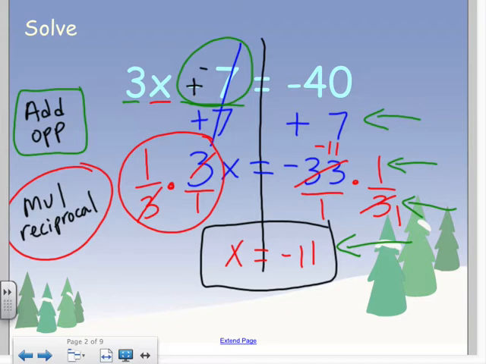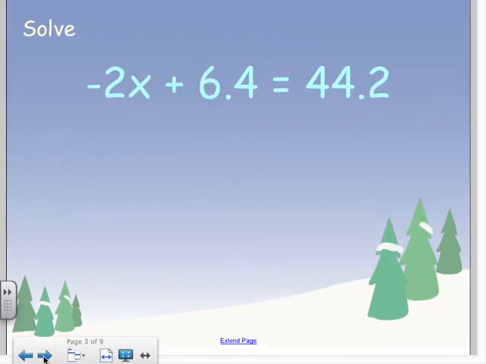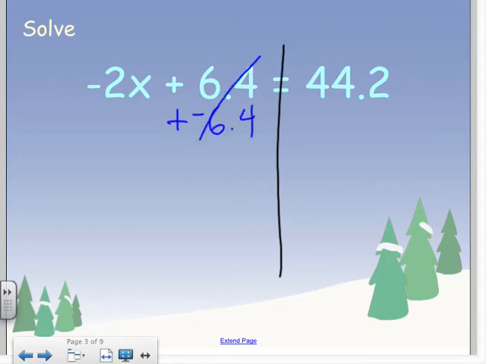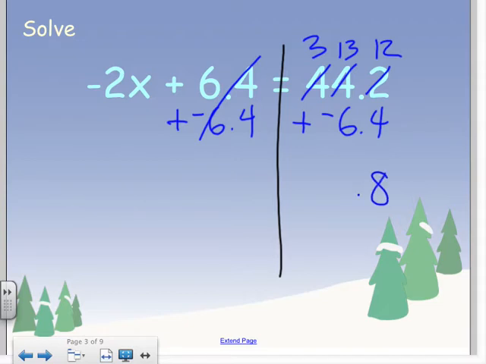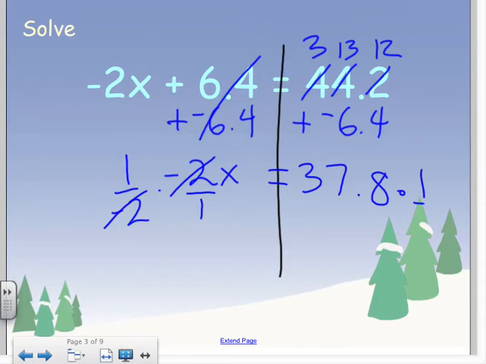So let's try another one. So go ahead, if you think you've got this, try this one on your own and then hit play to check yourself. But if you need to go through it, you can follow along with me. Okay, so remember, step 1 is add the opposite of the addend. So in this case, that's a 6.4. So I'm going to do some subtraction. Okay, and that equals -2x. Then I'm going to do the reciprocal of -2 to cancel that out. Same thing on the other side.